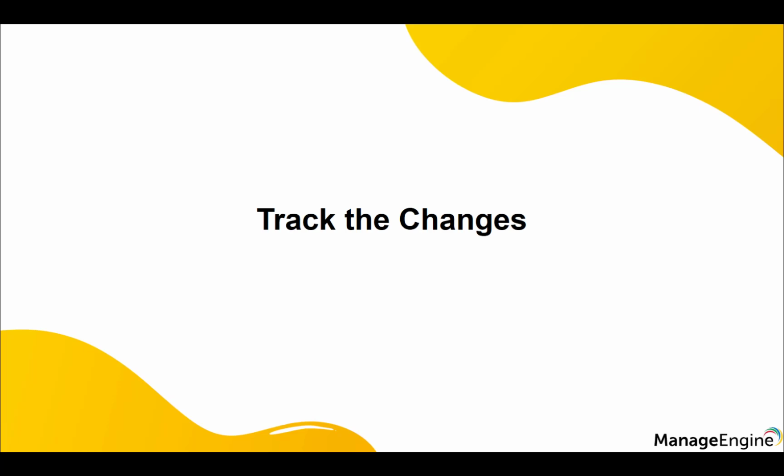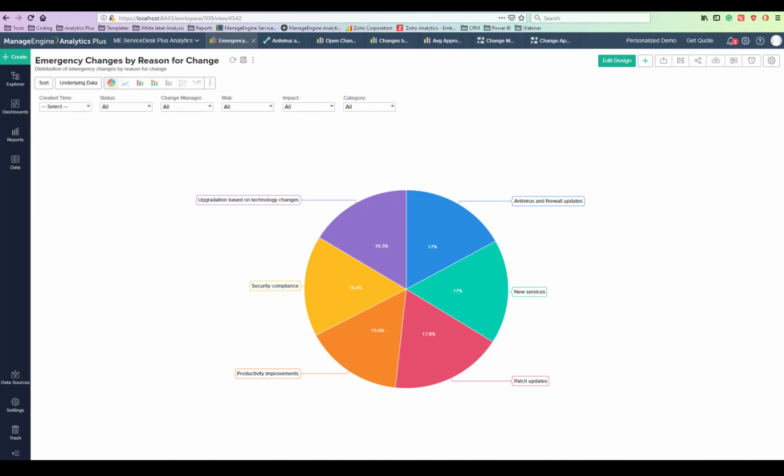I have a report in Analytics Plus that could talk about the emergency changes here that were raised for a reason. And I can see 17% of these emergency changes are raised for new services, and 17% are raised for antivirus and firewall updates. And I can also see we have close to 17.89% of emergency changes raised for patch updates. Now, if I want to filter this report and look at the emergency changes with high risk, I can use the filters available here and I can pick high.